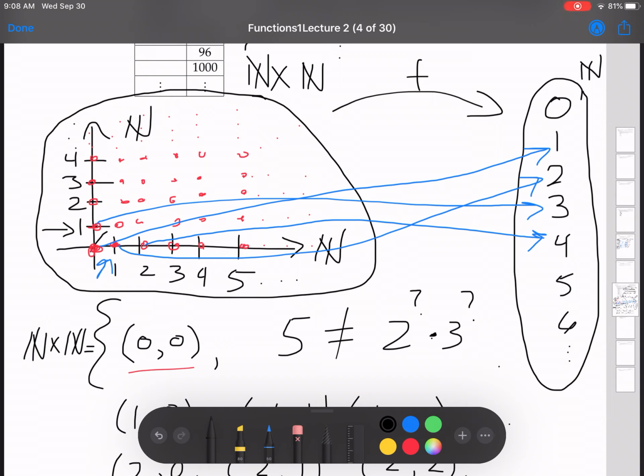Nothing hits that. Now what about 6? What goes over to 6? You guessed it. 1, 1, right? So 1, 1 goes over to 6. Okay, I think we're ready to fill in the table now.